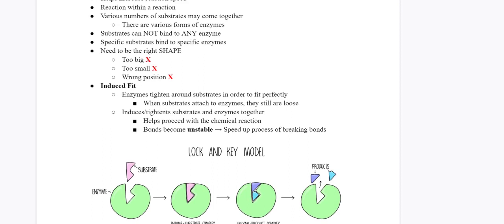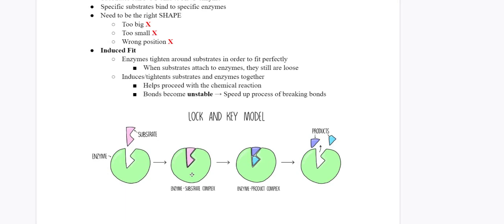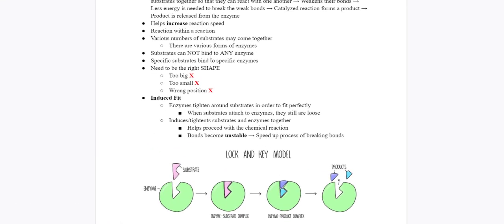But because there are various forms of enzymes, not all enzymes look like this. There are many other types of enzymes. And the thing about enzymes is that only specific substrates can fit into specific enzymes. So they have to be the right shape, like you see here. They have to be the right shape, they have to be the right size. Can't be too big, can't be too small, can't be in the wrong position.